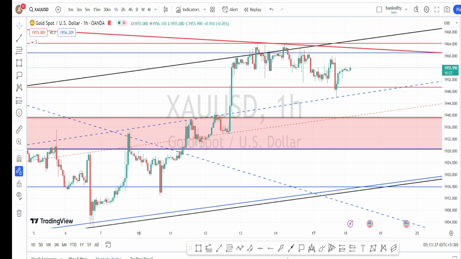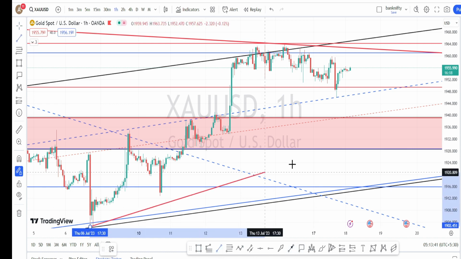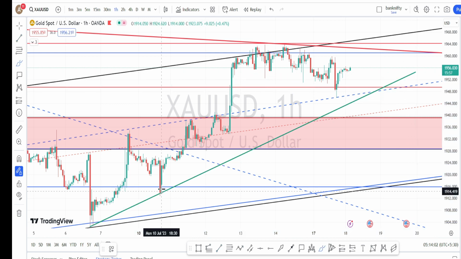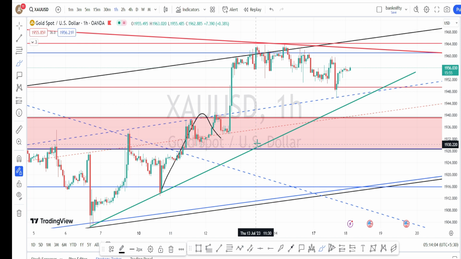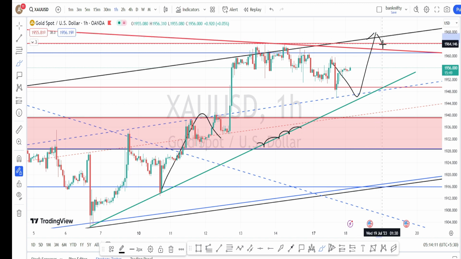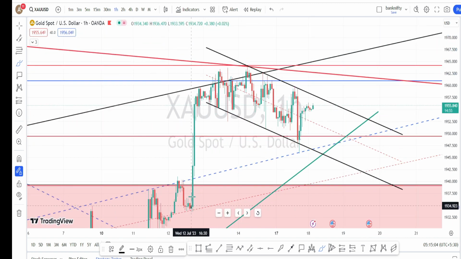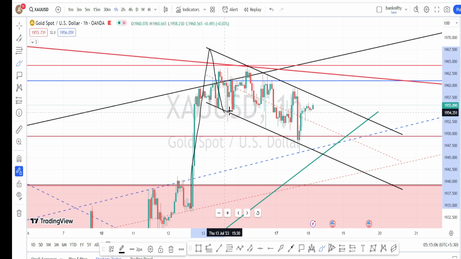I am in hourly time frame, and for the hourly time frame I am drawing a trend line or a support line in order to understand the current trend of the price action. And as long as the price action is trading above this trend line or the support line from the hourly time frame, we can expect the bullish trend to continue in hourly time frame. And I am also noticing the price action to form a bullish flag and pole pattern.